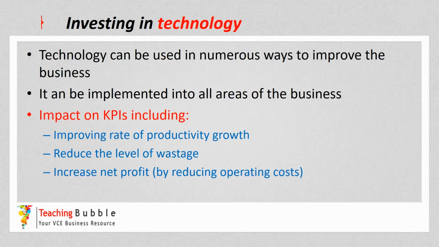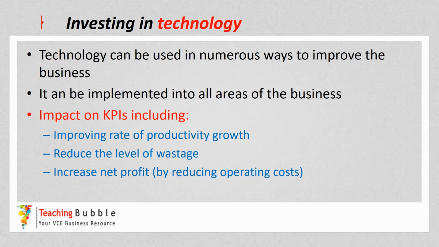Next, we have an increased investment in technology. So technology can be used in a number of ways to improve a business in all different areas of the business. And again, these are just examples here because it really depends on the technology that the business is looking to implement, and they could implement it to improve a number of different areas in the business.